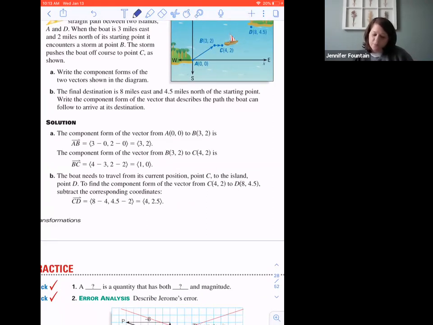The boat needs to travel from its current position, point C, to the island, point D. So to find the component form of the vector from C, which is 4, 2, and D, which is 8, 4.5, you subtract the corresponding coordinates. Okay, so CD, you start with 8, subtract 4, start with 4.5, subtract 2. So it's 4, 2.5.